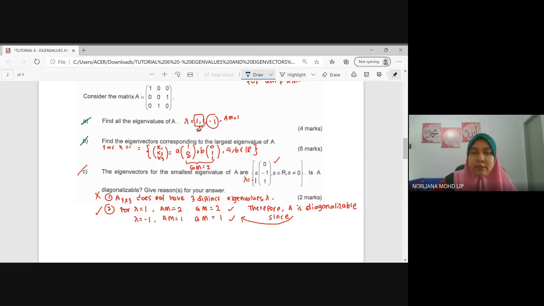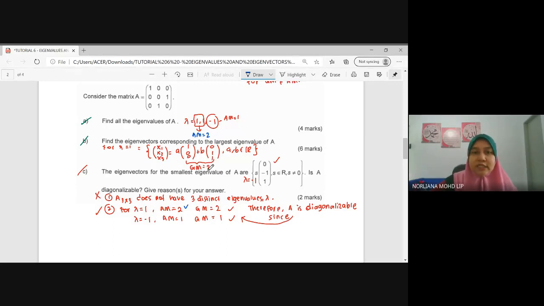AM dia ni. So AM dia 1, 1 kan. So AM equal to 2. AM 1, 1. Ada berapa kali 1 ni? 1 berapa kali 1 ni? So AM, geometric multiplicity equal to 2 kat sini. And the geometric multiplicity refer kepada basis for eigenvector.